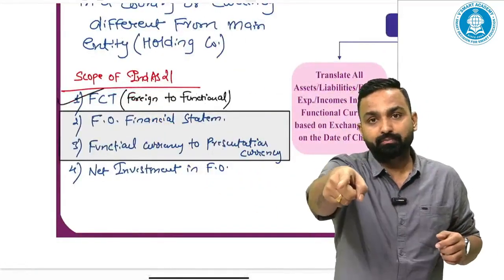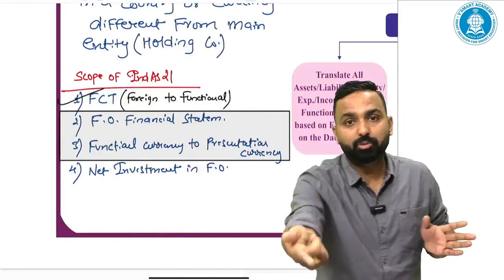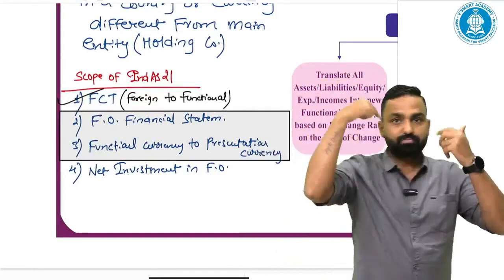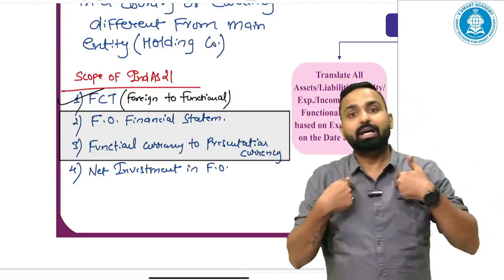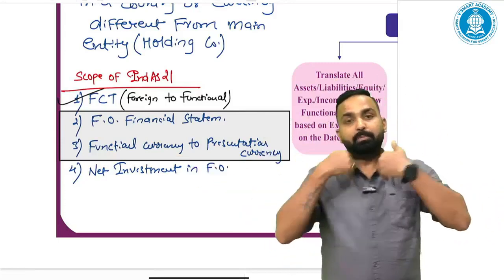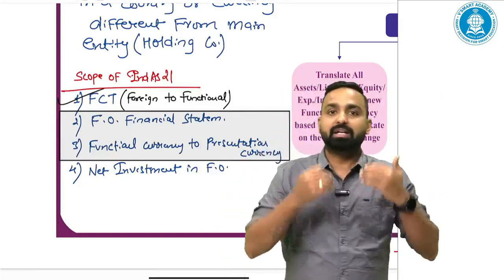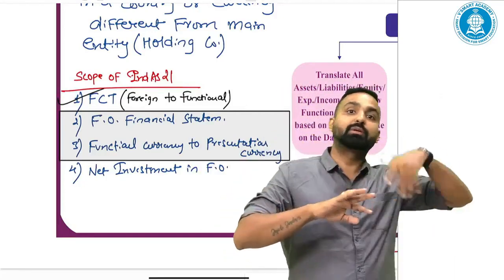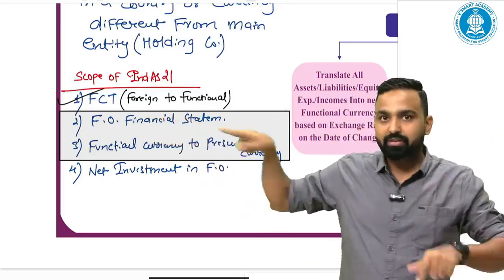You are a foreign operation. Your financial statements need to be translated from your functional currency to my functional currency. Who am I? I am your parent. Second, I am preparing my financial statements in my functional currency, but I need to translate my financial statements into some other presentation currency. For both things, the rules are the same.